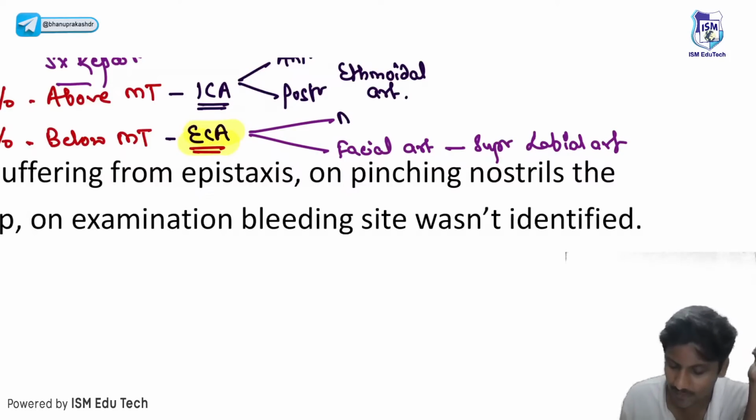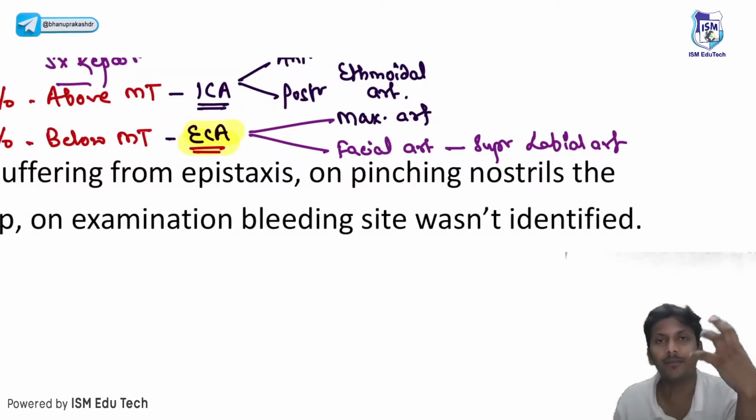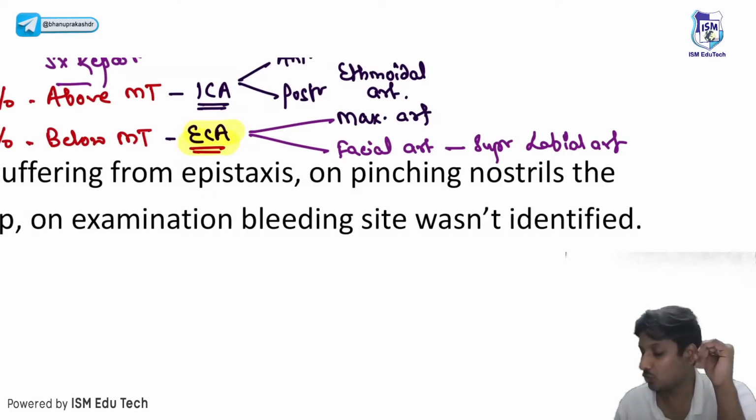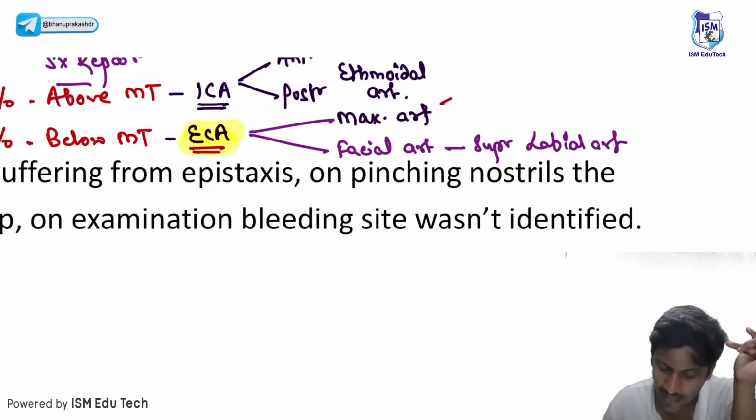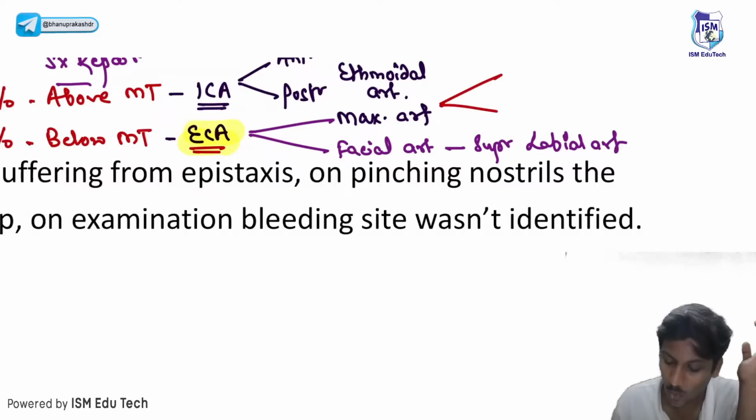Next is the maxillary artery. Now maxillary artery is a terminal branch, I hope all of you are quite aware. Maxillary artery is one of the two terminal branches of the ECA, and it will give two vessels. One is called the sphenopalatine artery, and the next one is called the greater palatine artery.